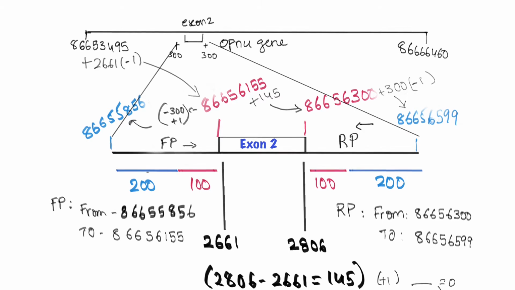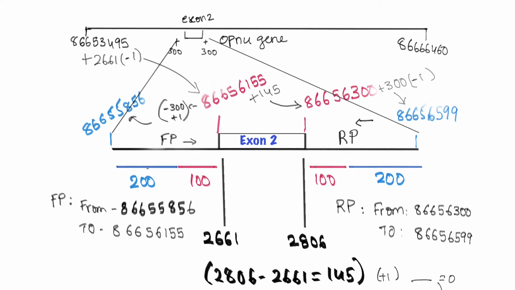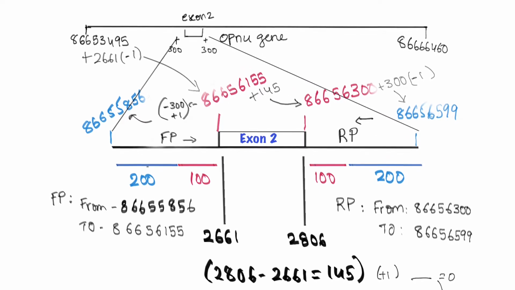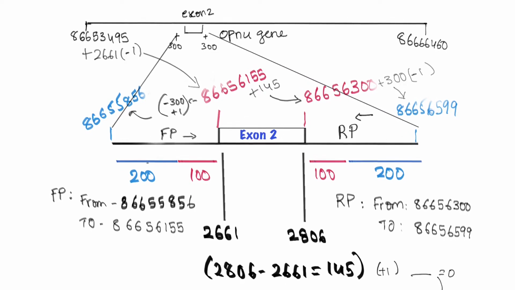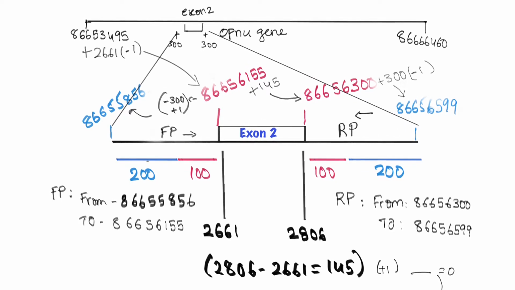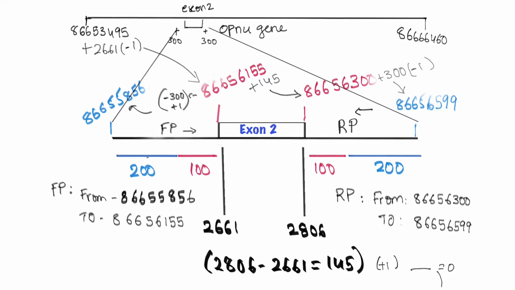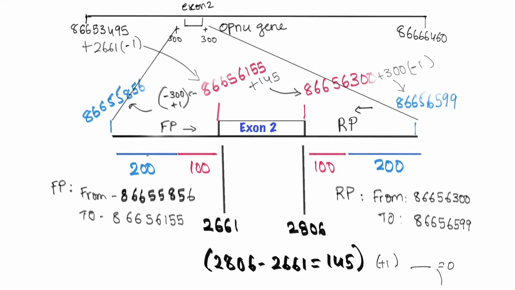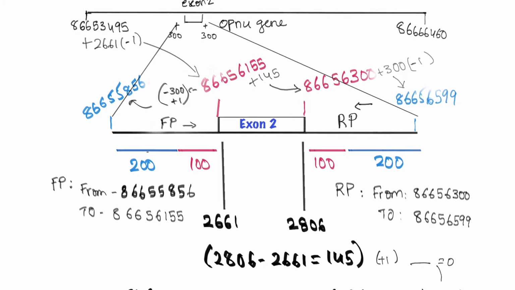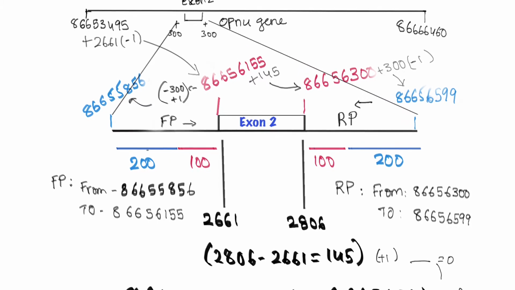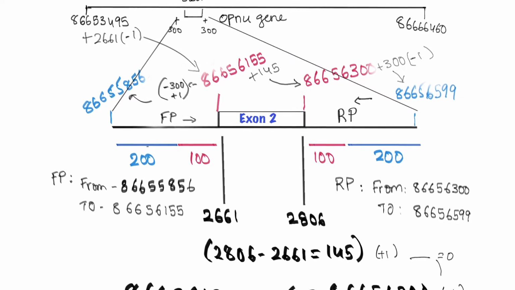In order to get the positions, we use the numbers that we have obtained from the CDS region of exon 2, which are 2661 and 2806. To obtain the beginning of our exon 2 chromosome position, we add the number 2661 to 8665345, and always remember when you are adding the bases you have to subtract 1, and when you are subtracting the bases, you have to add 1 to equalize the number of the chromosome position of the gene.